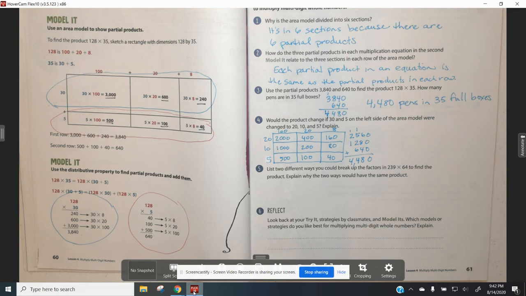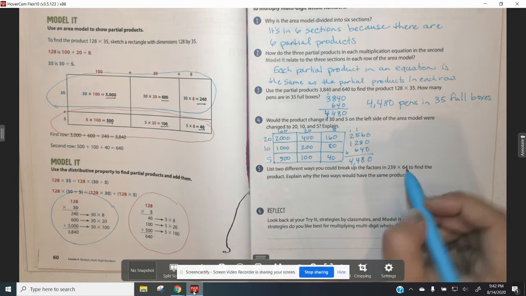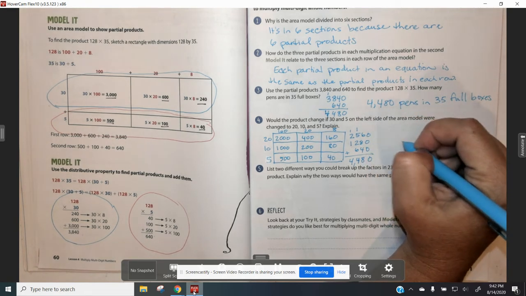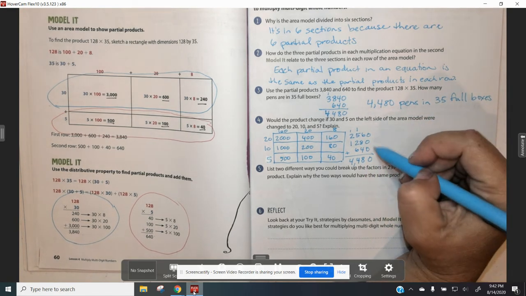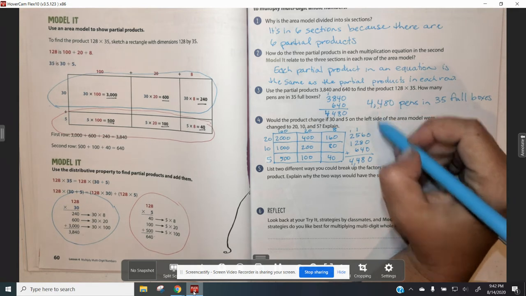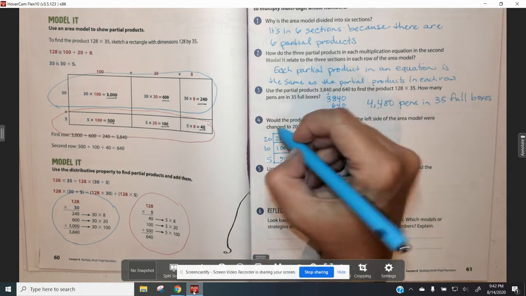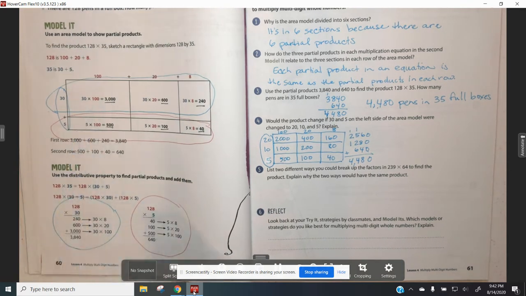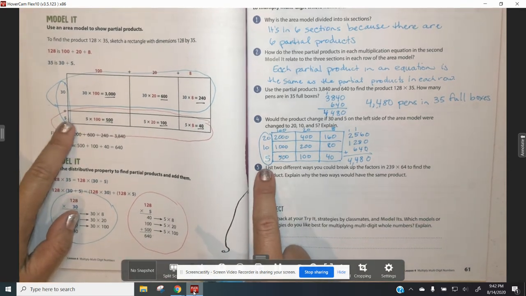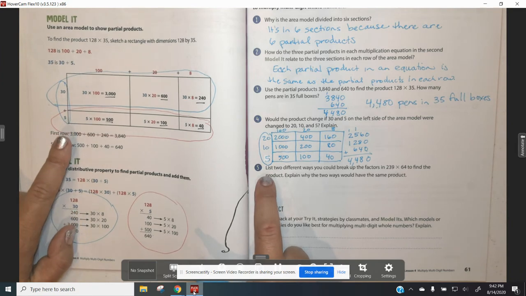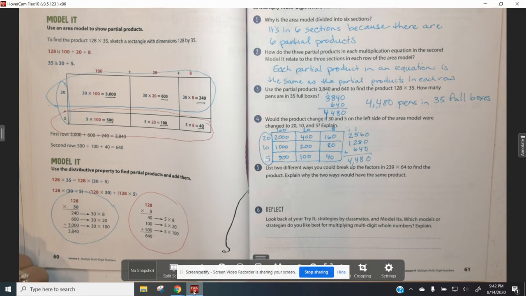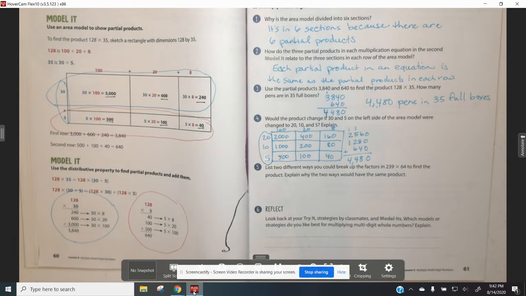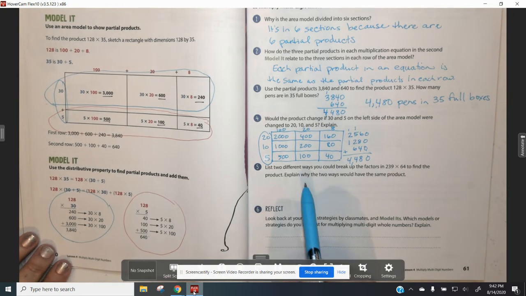Was your prediction right? I want you to write right here why they are the same value. Why did we end up with the same? I'm going to tell you it has something to do with this, this and this. Why are they the same? Go ahead and write that answer there. All right, if you're not finished yet, you can go ahead and pause the video. Otherwise, we're going to go on to number 5.